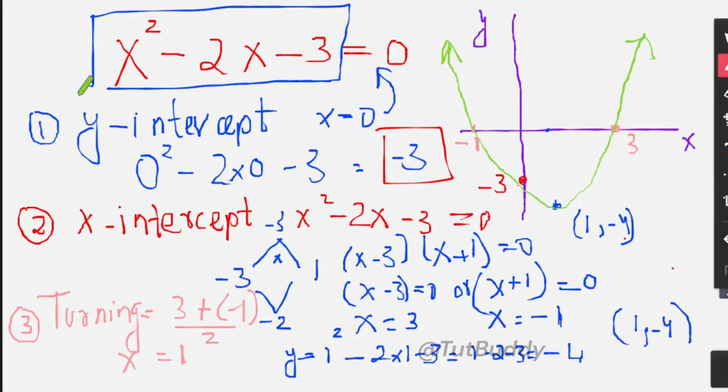So the first thing while drawing a quadratic is to get the y-intercept by putting x as 0 in the given equation. The second step is to get the x-intercepts by equating the given equation with 0 and factorizing it. The third step is to get the turning point: get the middle value of the x coordinates, then substitute that middle value of x in the given equation to get the y coordinate. That gives you the turning point, and then you can draw the graph through it.